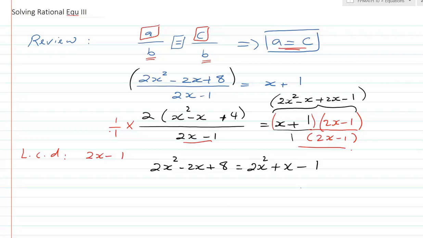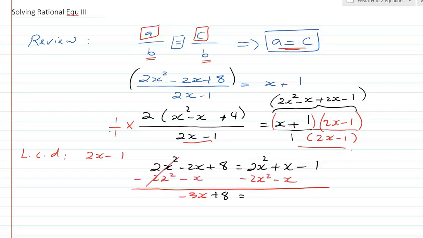Now we're going to collect like terms, bring x's to one side, numbers to the other side, and then polish. Let's go ahead and do that. The idea is to put all the x's on the left hand side and the numbers on the right hand side. But right now, let's do one thing at a time. We're going to deal with the x's first. I'm going to leave the 8 alone. So subtract 2x squared from both sides, subtract x from both sides, and that's what you will get. Minus 2x minus x is minus 3x, and 8 comes down. On the right hand side, 2x squared minus 2x squared is 0, and x minus x is 0. You get minus 1.